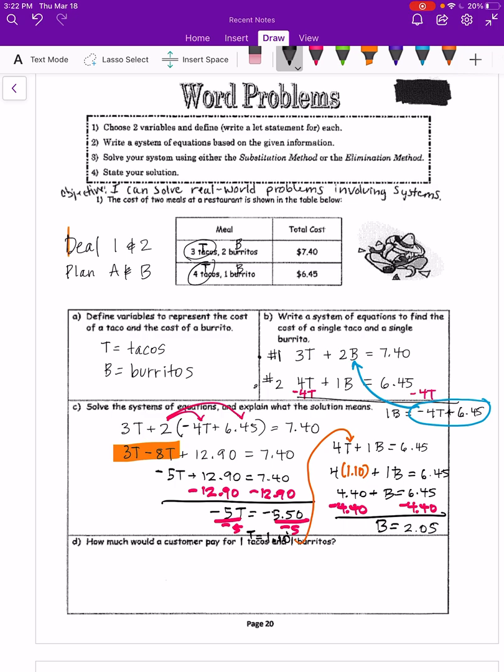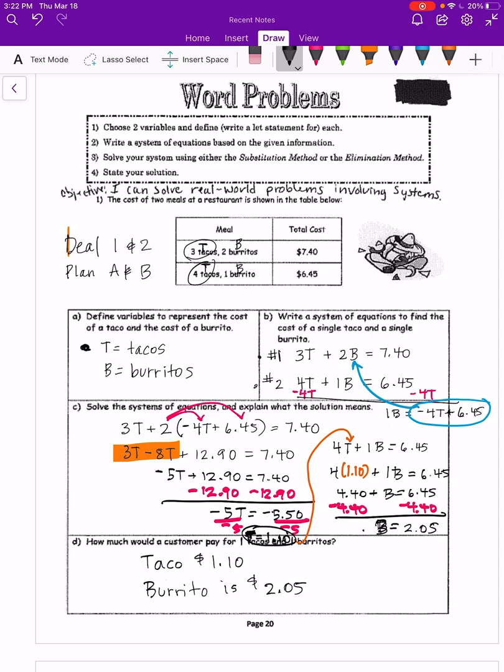So this is why it helps to use the letters. So what is the price of one taco? Well, T was for tacos, it says right here. So a taco is $1.10. And here's burrito, and I did B. So a burrito is $2.05. And you have to label. You can't just put it in coordinates because it's a story problem.